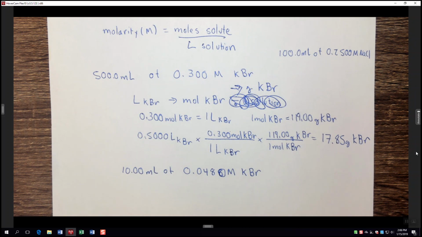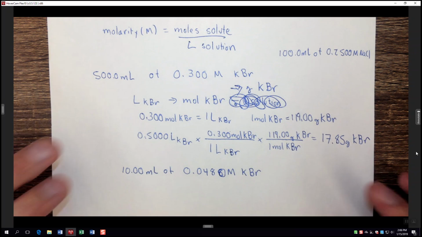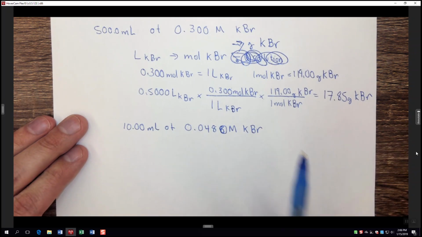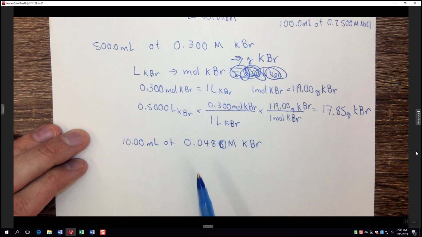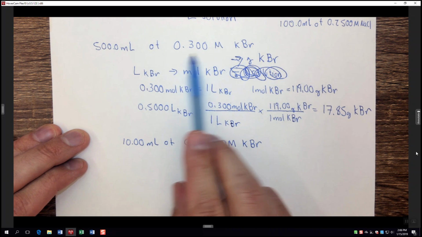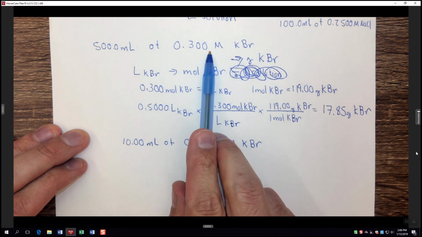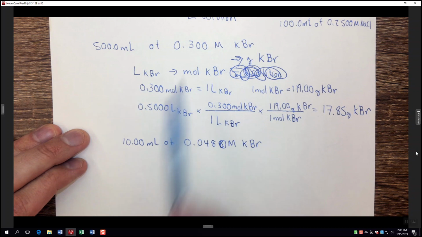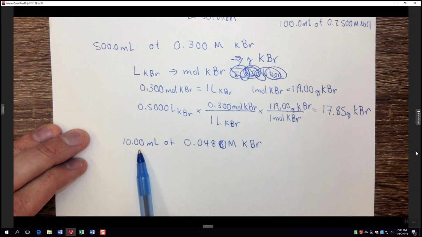So if I add 17.85 grams of KBr to a 500 milliliter volumetric flask and I fill to the calibration line, I will have made 500 milliliters of 0.300 molar KBr solution. This we're referring to as our stock solution. Remember that your job is to make 100 milliliters of a 0.25 molar NaCl solution as your stock solution. Now we want to dilute that stock solution.